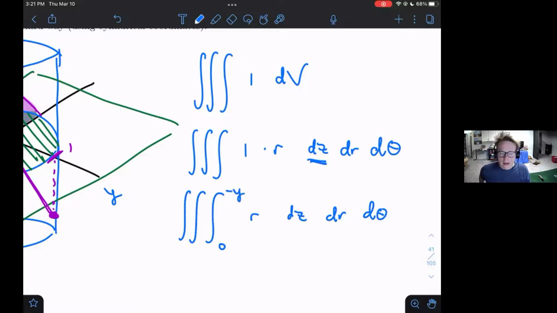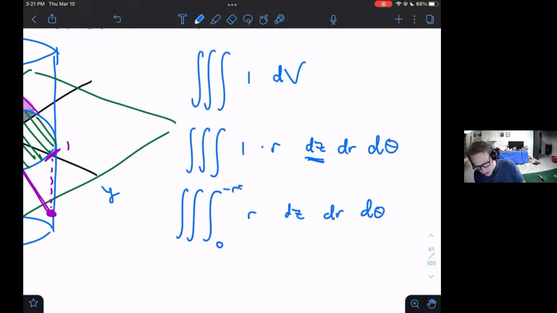Now remember, negative y is not legitimate as far as cylindrical coordinates are concerned. So we do need to transform this with respect to r and theta. According to our transformation equations, y is the same thing as r sine theta. So everywhere we see a y, we're going to put r sine theta.